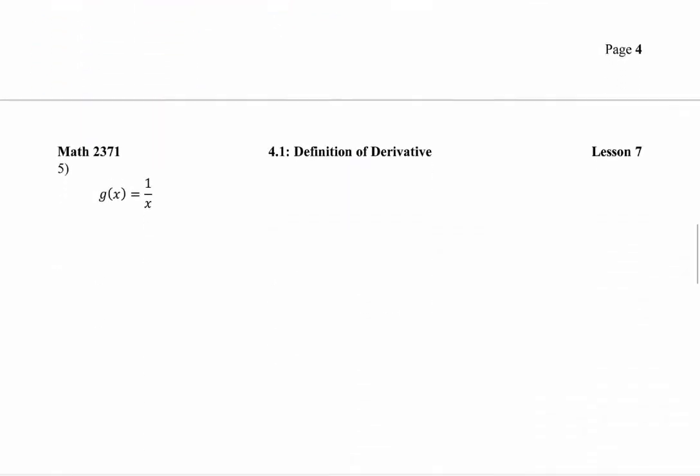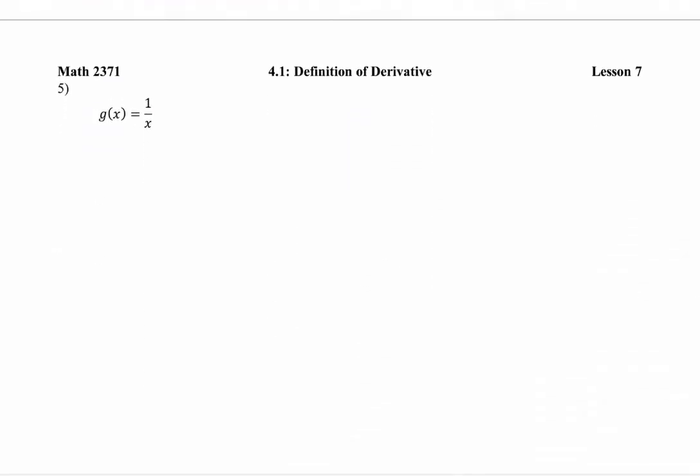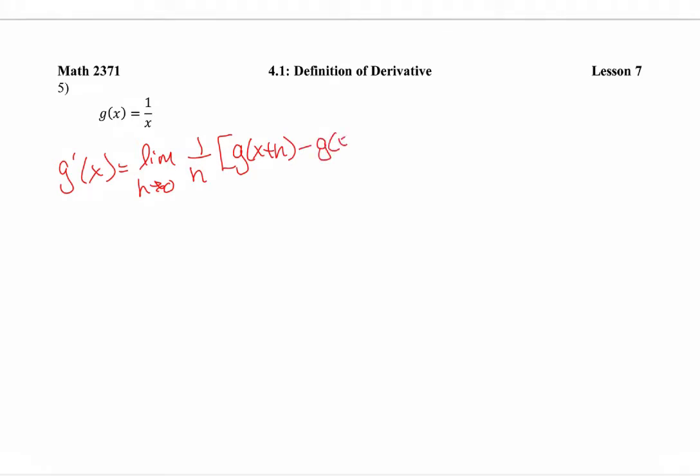Alrighty. Now, for a rational function, we're going to do the same process, but I'm going to write my beginning definition a little differently. So I'm going to write g prime of x equals the limit as h goes to 0 of 1 over h times g of x plus h minus g of x. Now that's the same thing, right? I just wrote these as a multiplication.